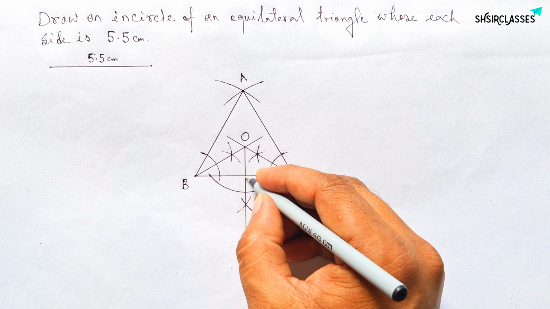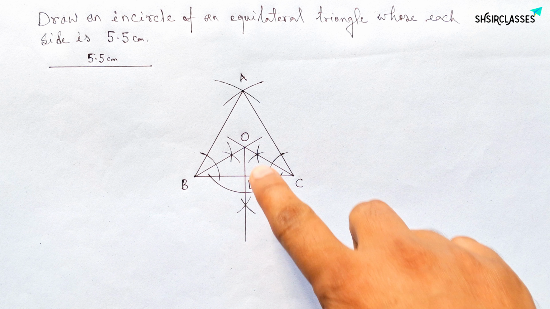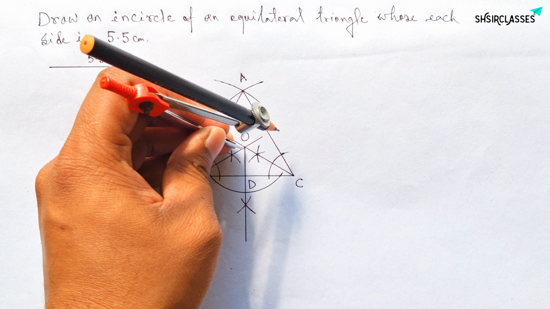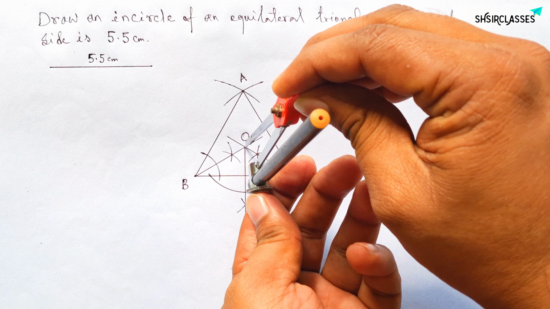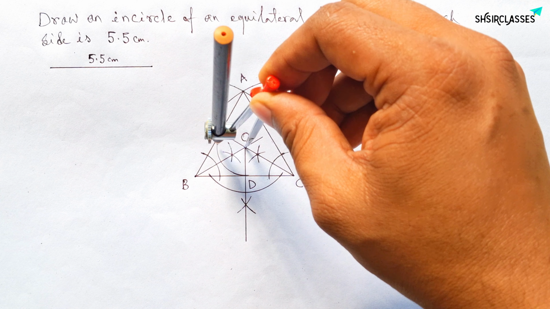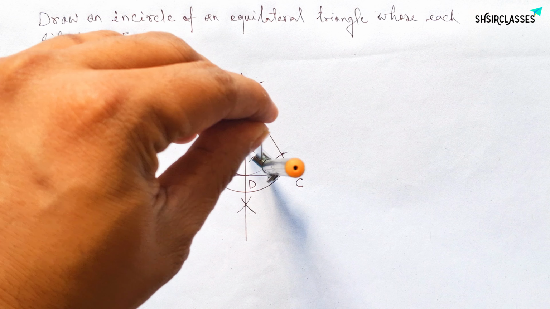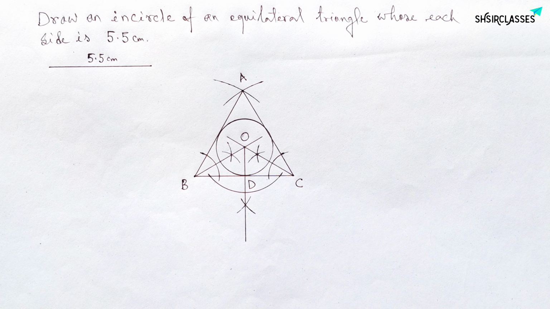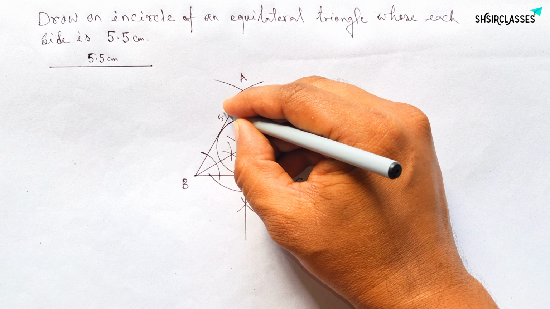Now here meet at a point D. So taking here point D. Next, measuring the length OD and considering OD as a radius of the incircle. So draw here an incircle with radius OD. So this is a perfect incircle of the equilateral triangle.